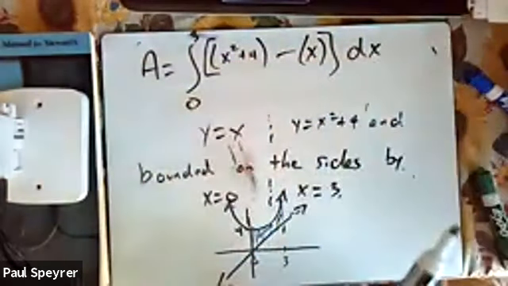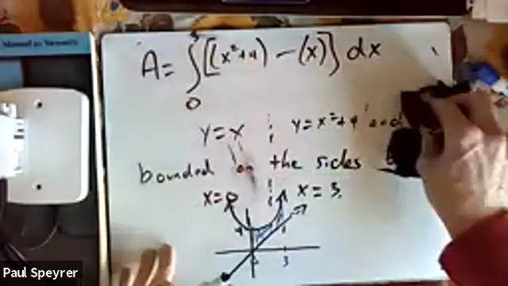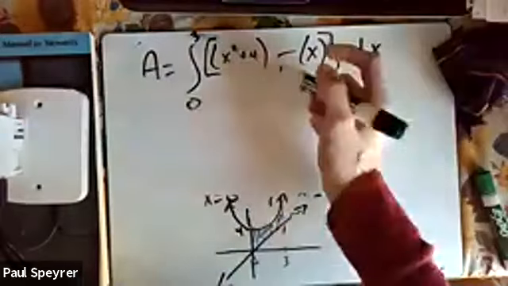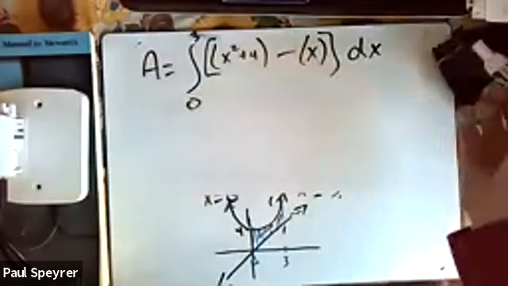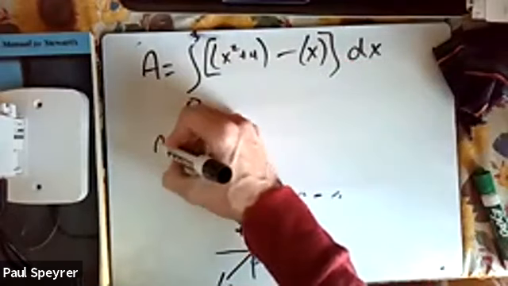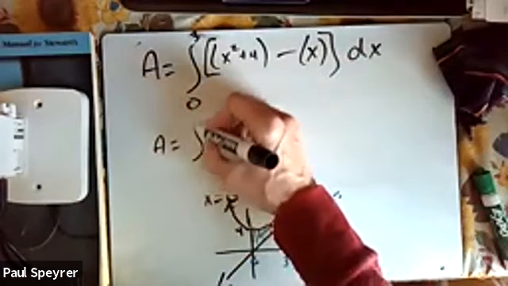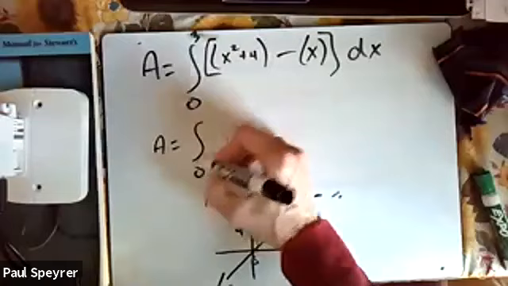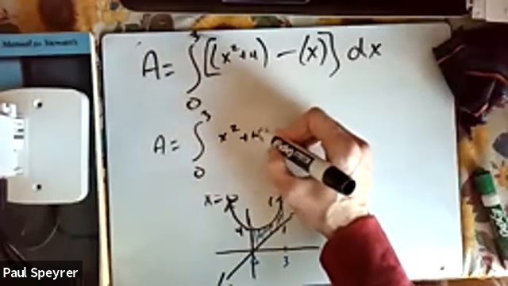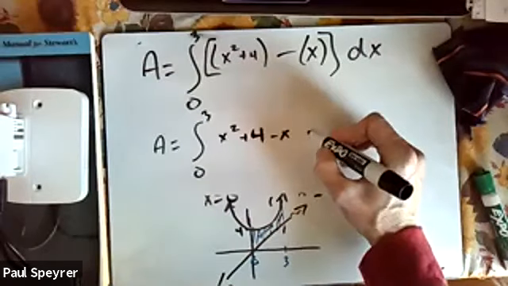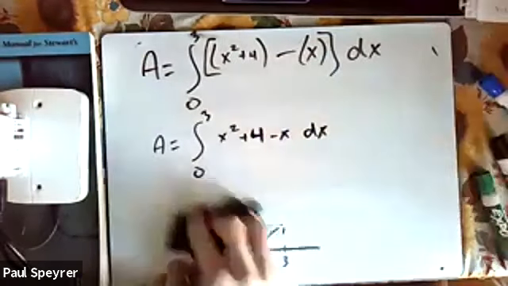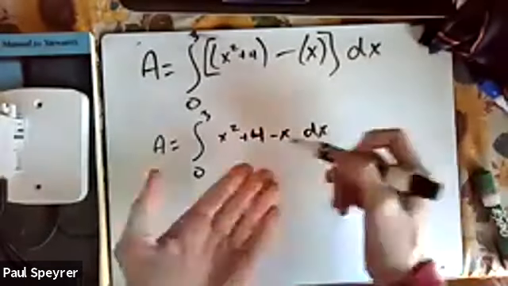So now we can write this problem. Drop the parentheses, right? We just need to apply the negative right here. It's still the integral from 0 to 3 of x squared plus 4 minus x dx. And now we can just basically take the antiderivative of all this stuff, right?